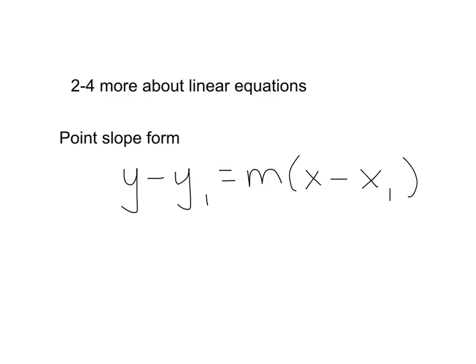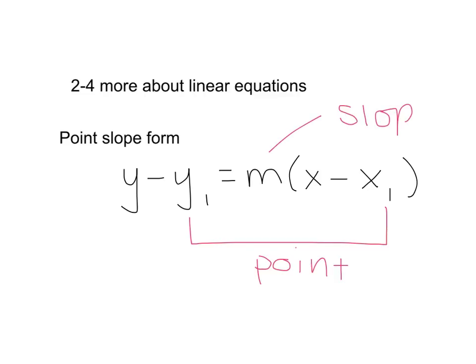x1. So you're going to use point-slope form when you're given a slope and when you're given a point. So x1 and y1 is where you're going to plug in your point, and again, m is always your slope.